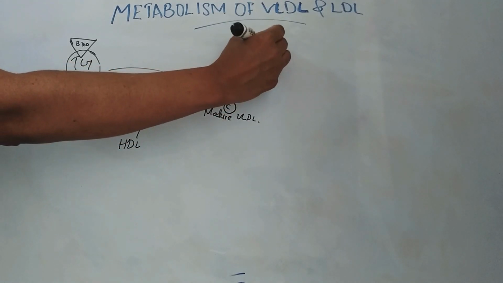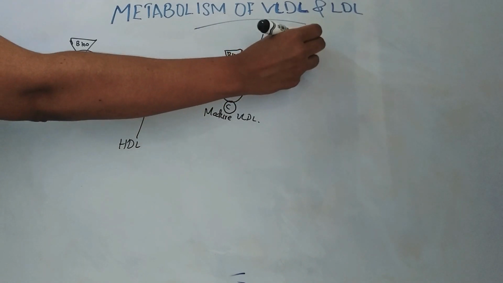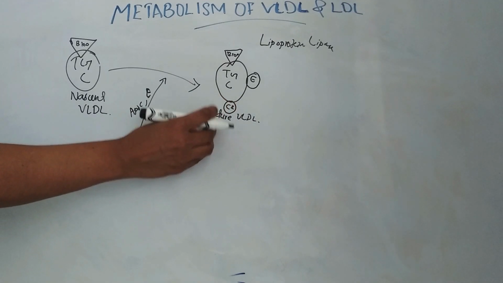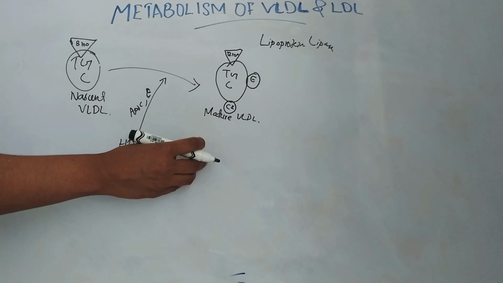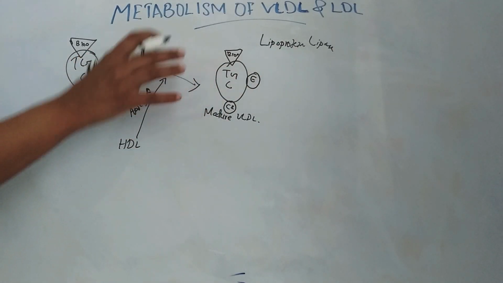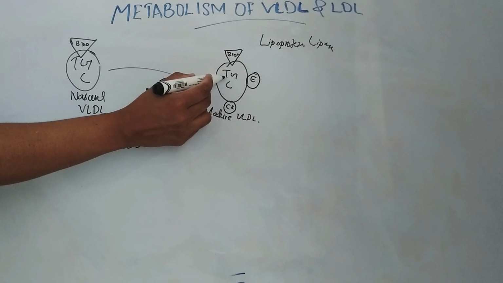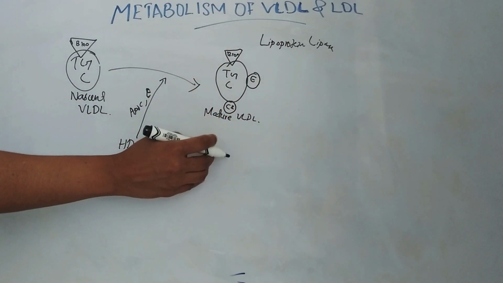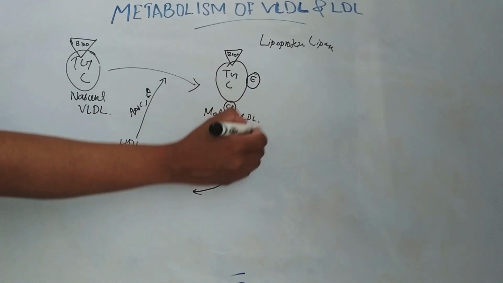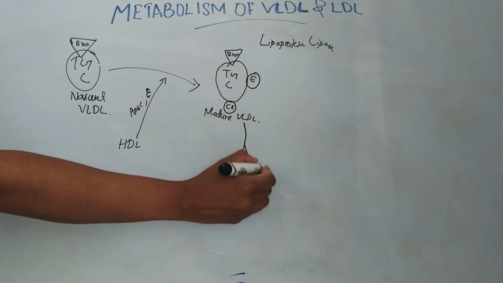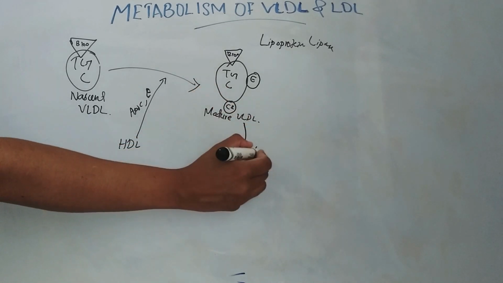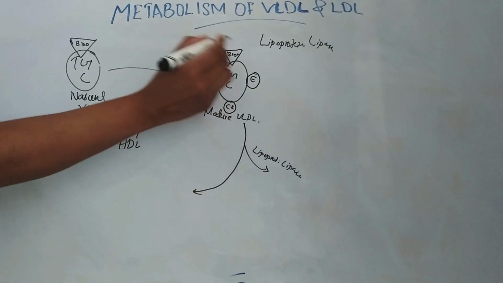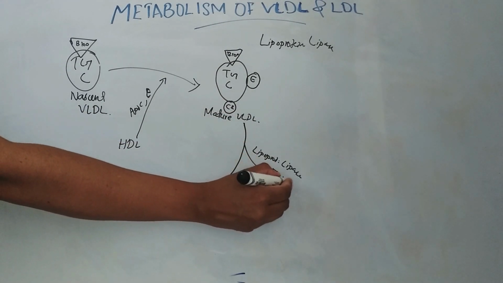Then the enzyme lipoprotein lipase. Lipoprotein lipase is activated by ApoC2. This enzyme catalyzes the hydrolysis of triacylglycerol. It is activated by ApoC2, lipoprotein lipase, and causes the hydrolysis of triglyceride to form free fatty acid and glycerol.